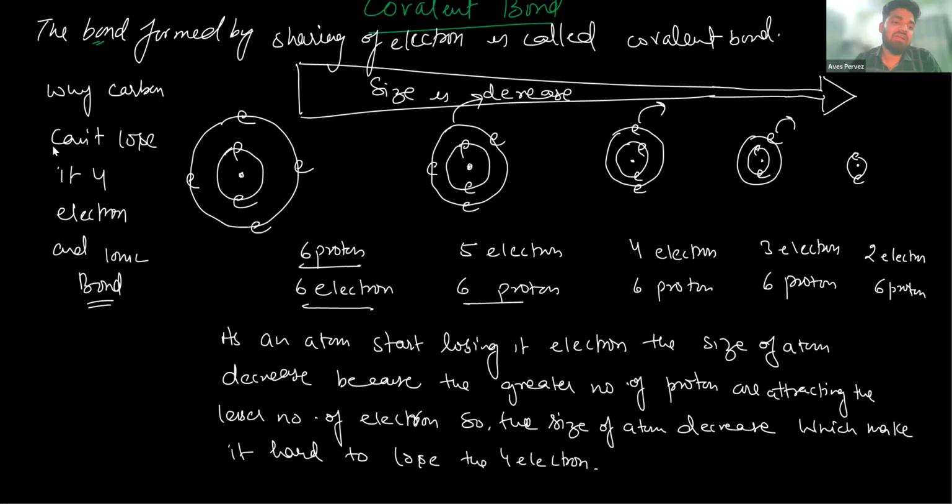So the question is why carbon cannot lose 4 electrons. The answer is, as carbon starts losing its electrons, the size of the atom decreases because a greater number of protons, 6 protons, are attracting a lesser number of electrons. 6 protons, 4 electrons. Due to that, the size of the atom keeps on shrinking. The atom gets smaller and smaller in size, and it is more difficult to remove all 4 electrons. So the size of the atom decreases, which makes it hard to lose 4 electrons. That's why it cannot lose 4 electrons. So note it down: why carbon cannot lose its 4 electrons and form an ionic bond?